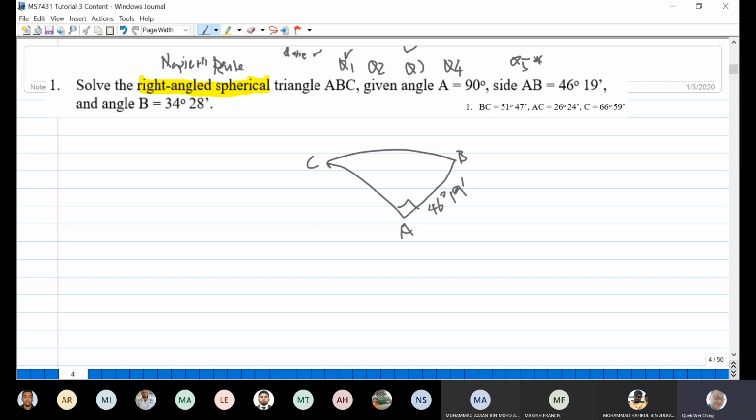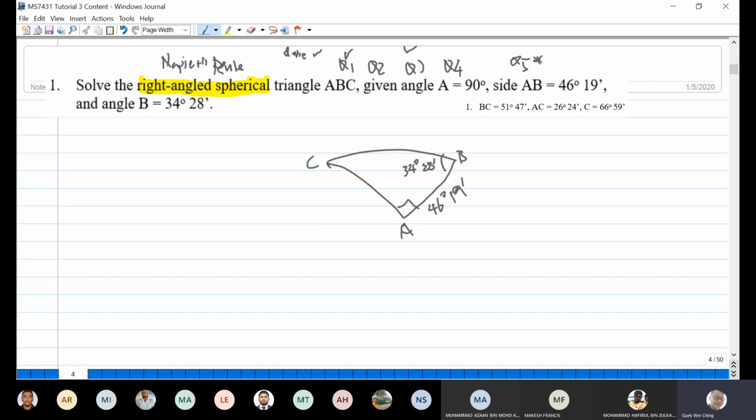Then angle B is 34 degrees, 28 minutes. Solve the triangle. That means I want to figure out what is angle C, what is AC, what is BC as well.